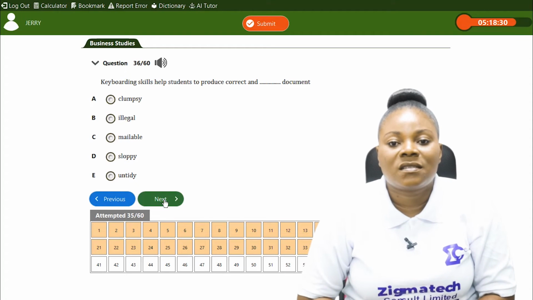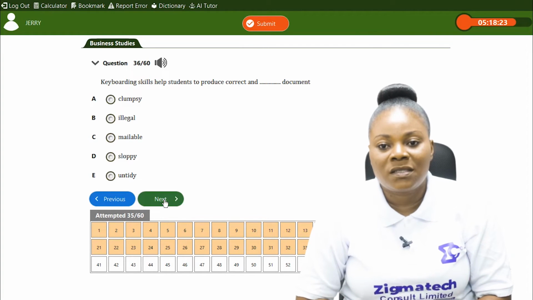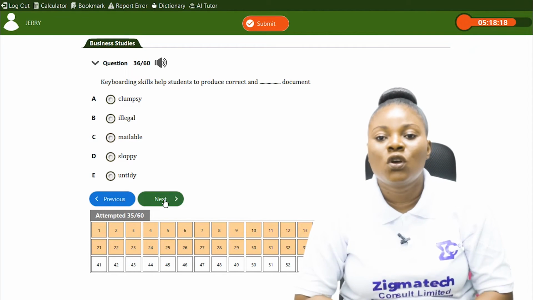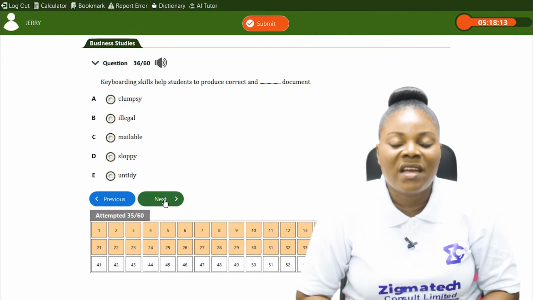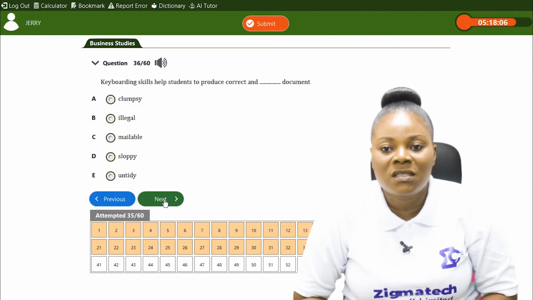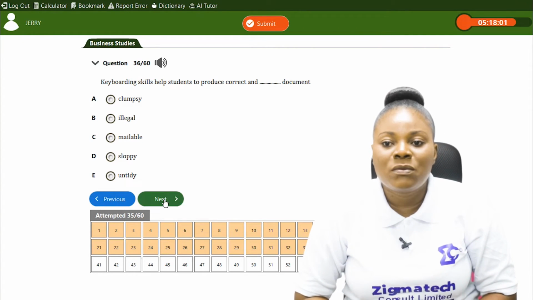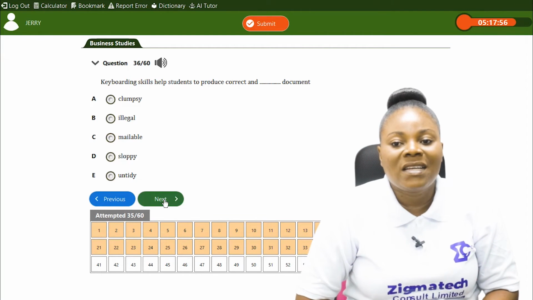Question 36. Keyboarding skills help students to produce correct and dash documents. This is talking about the importance of knowing how to use your keyboard. What do you stand to enjoy as a student when you are conversant with your keyboarding skills? Is it to produce correct and clumsy documents, correct and illegal documents, correct and mailable documents, correct and sloppy documents, or correct and untidy documents?